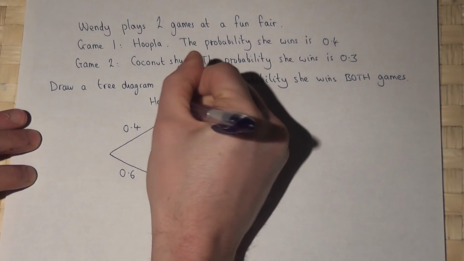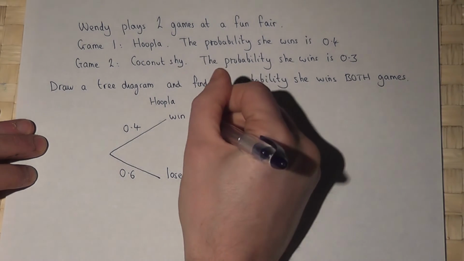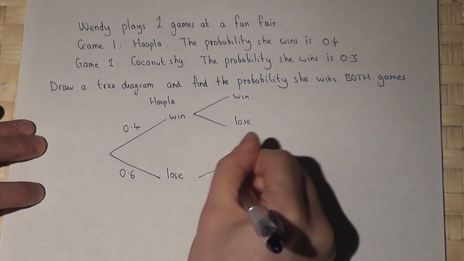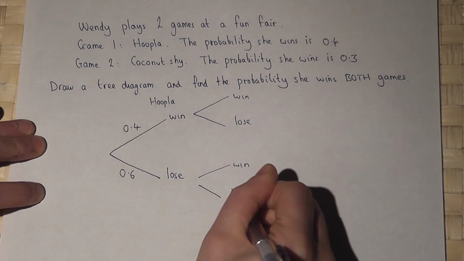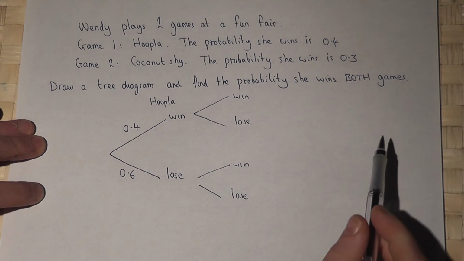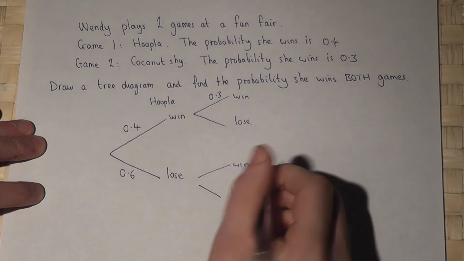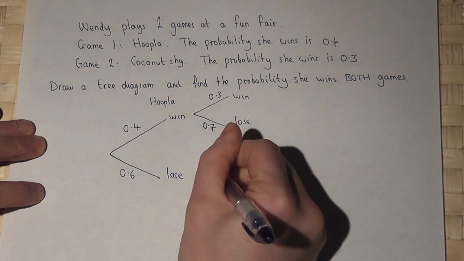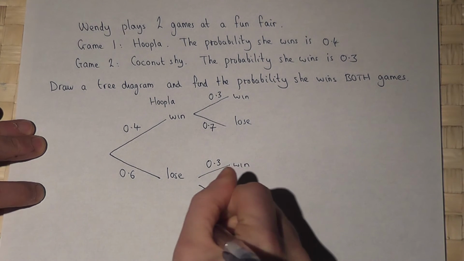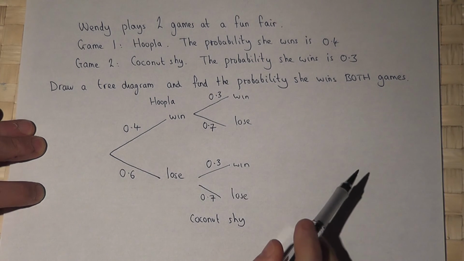So that's the hoopla game. She then goes on to play the coconut shy, which she could either win or lose. Win or lose. So this represents all the combinations. However, the chance she wins the coconut shy is 0.3, so the chance she loses is 0.7. 0.3, 0.7. And this set of branches, as I said, is a coconut shy. So this tree diagram is now completed.